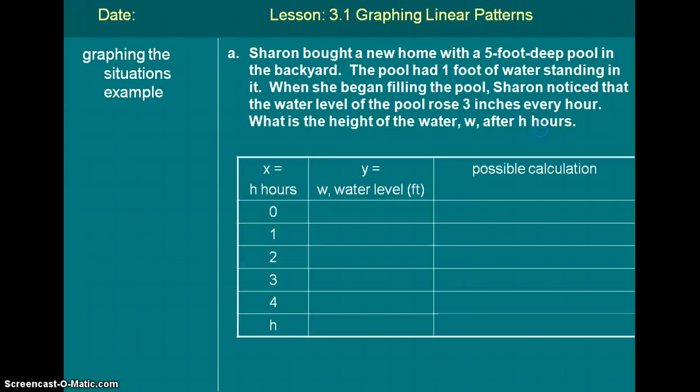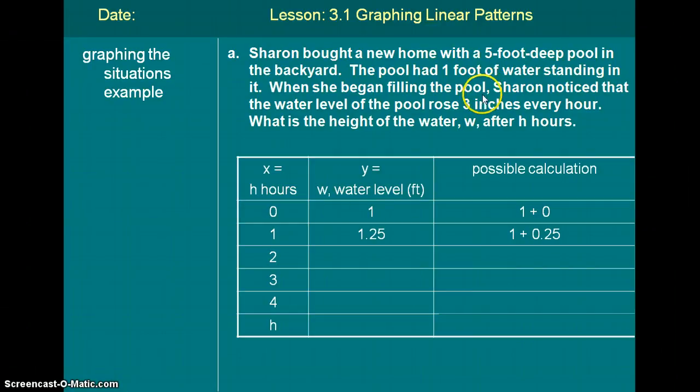Let's go ahead and take a look. We're going to use a table to help us out with this. Again, we're going to use x as the number of hours passed, and y as the current water level in feet. As we take a look here, after 0 hours have passed, of course there's going to be 1 foot of water. That's where it's starting. After 1 hour has passed, we are going to see 1 1/4 feet of water.